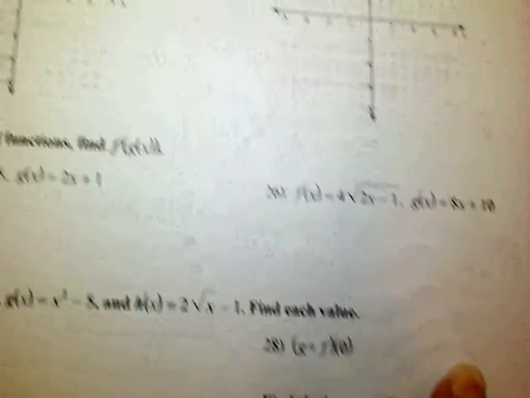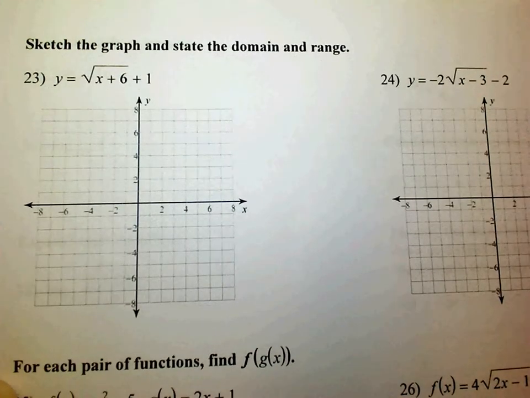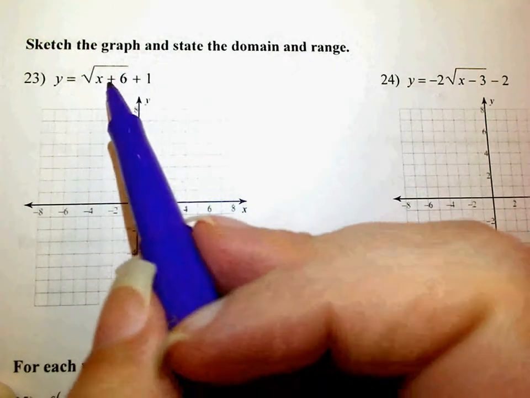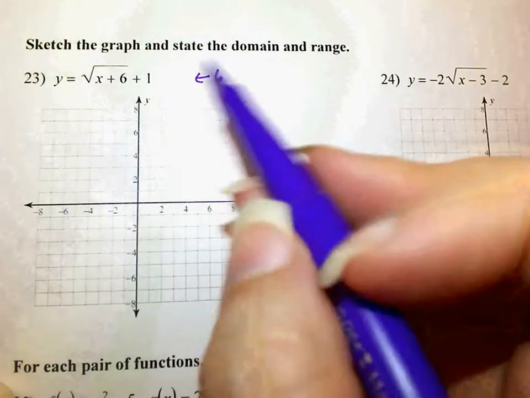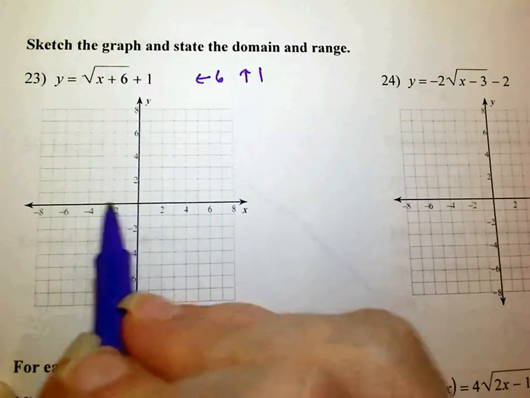Okay, let's talk about square roots, graphing square roots. When you think about your transformations, remember that on the inside, you go the opposite direction. So if it's plus 6, that means go to the left 6. Okay, so go to the left 6. But then on the outside, it's exactly as it seems. So plus 1 goes up 1. So I'm going to go left 6 and up 1, put my dot.